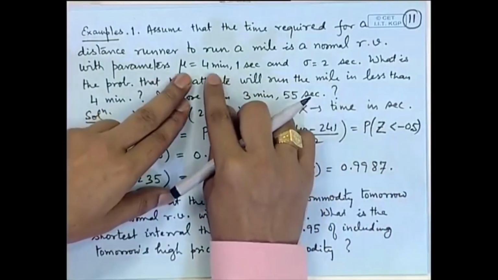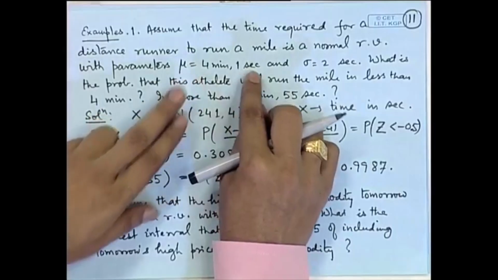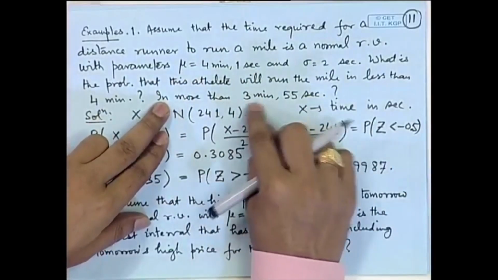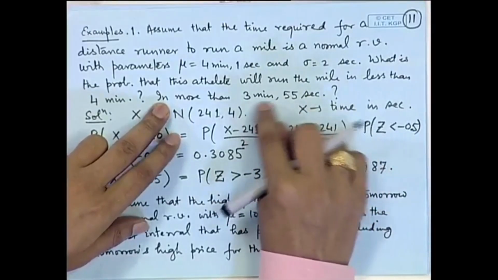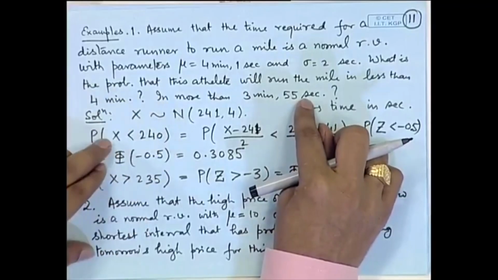So, here you can see that the mean is 4 minutes 1 second, that means, almost surely he will complete the race in more than 3 minutes 55 seconds.